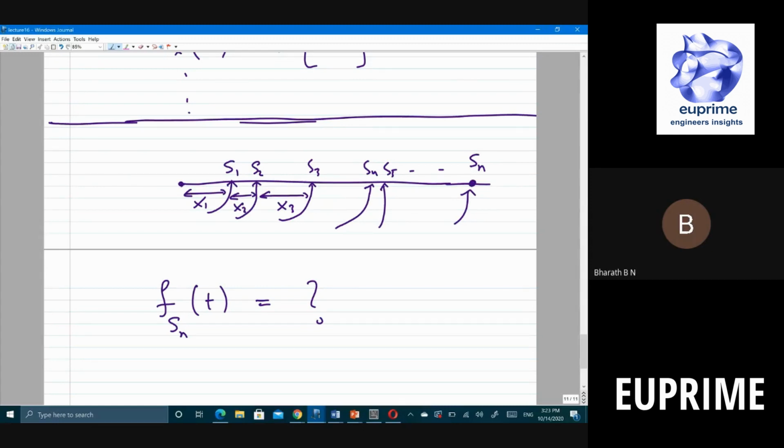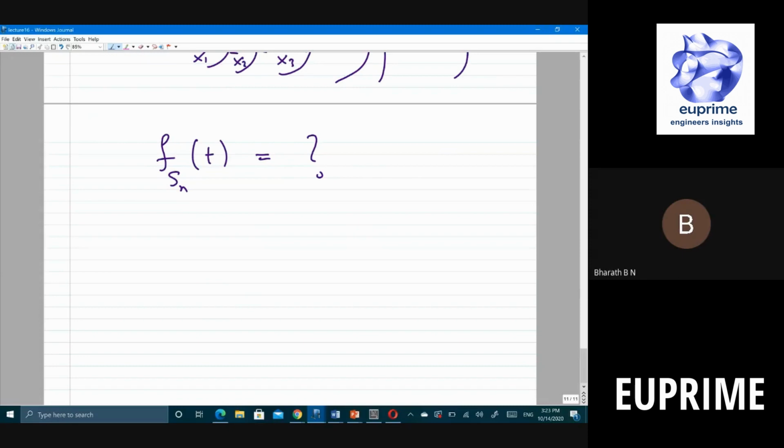So how do I find this? Any idea? Let's start with something simple. Don't look at the book. Let's start with the simpler one. So what can you say about, for example, S2 of t? The convolution of S1 and S2. Yes. So it's just the convolution of the density functions with respect to S1 and S2.